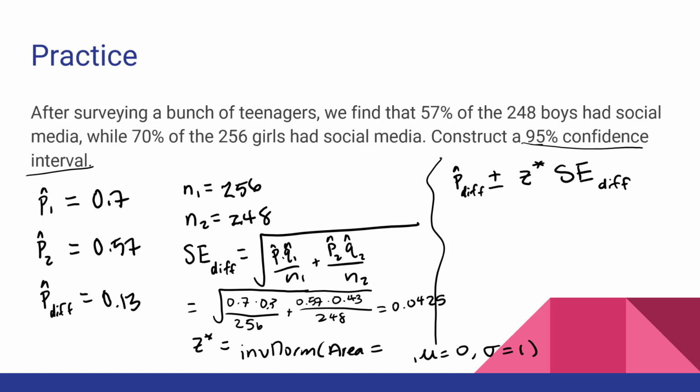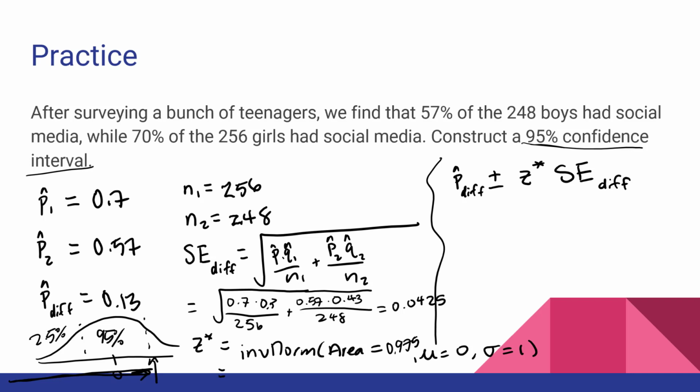Because we are creating a 95% confidence interval, our normal model would look like this. It's not a good drawing, but just go with it. So we have 95% here, and we want this value. So that means our area is everything from negative infinity up to here. And because this is symmetric, that means there's 2.5% on this side. So the area we get is 0.975. And the number we get back out of the calculator is 1.96.